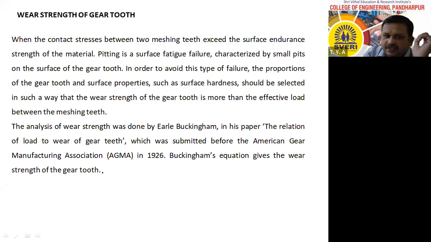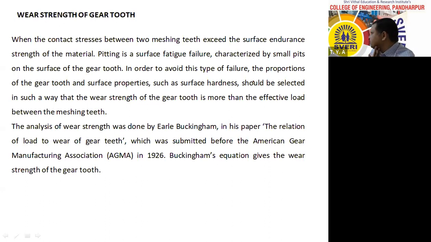And therefore that pitting is the surface fatigue failure characterized by small pits on the surface of the gear tooth. In order to avoid this type of failure, the proportions of the gear tooth and the surface properties such as surface hardness should be selected in such a way that the wear strength of the gear tooth is more than the effective load between the meshing teeth. Therefore, to avoid the wear, what should be the condition? The surface hardness of the gear tooth should be more.